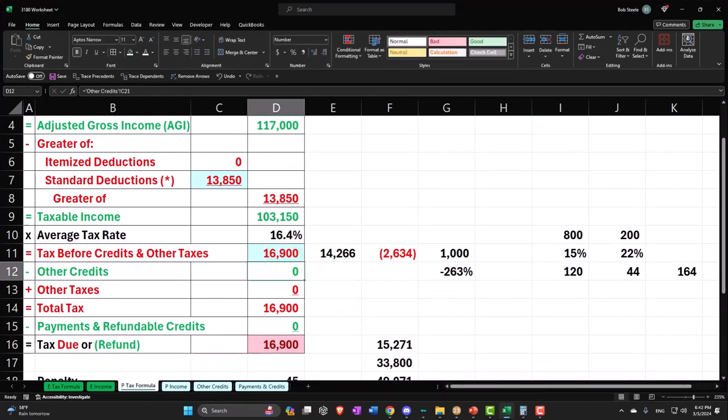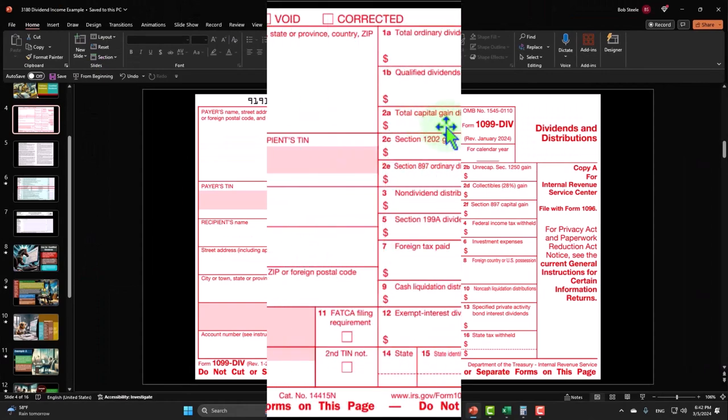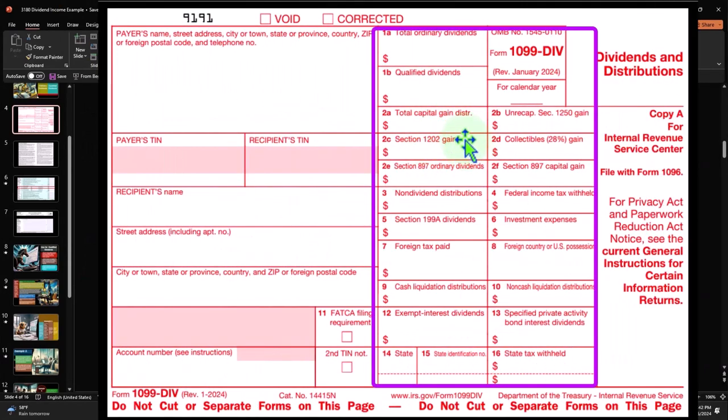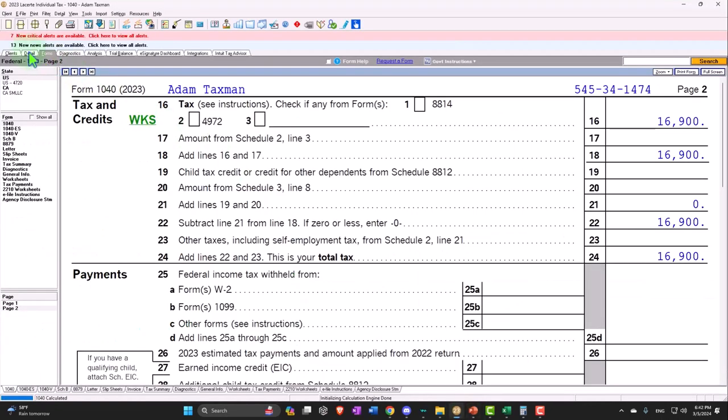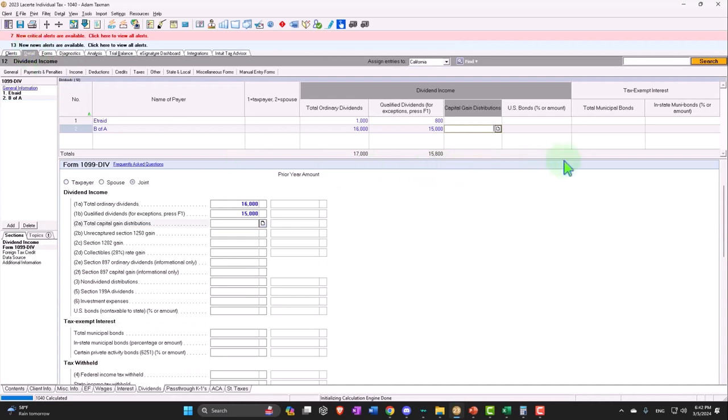Now, note that you could have some of these other boxes sometimes come into play, like total capital gain, unrecaptured section 1250, section 1202, ordinary dividends under section, and so on, non-dividend distributions. And then the foreign taxes sometimes come into play as well, depending on your investments. So usually the data input is fairly straightforward in software for that. And the most common one is probably going to have this.